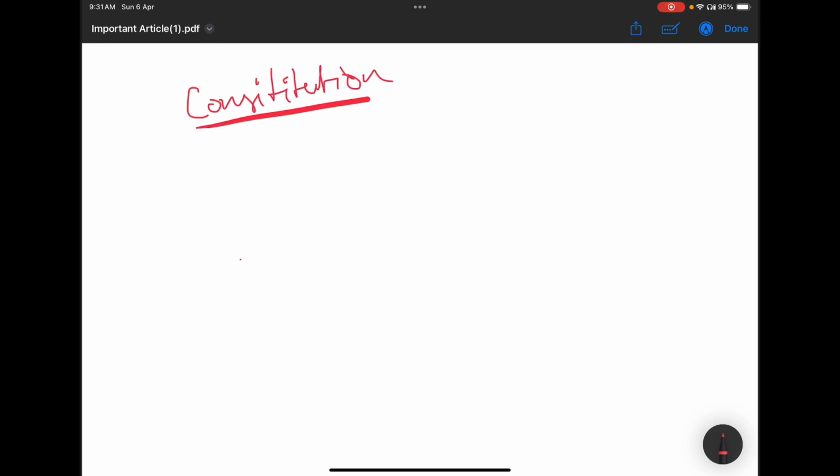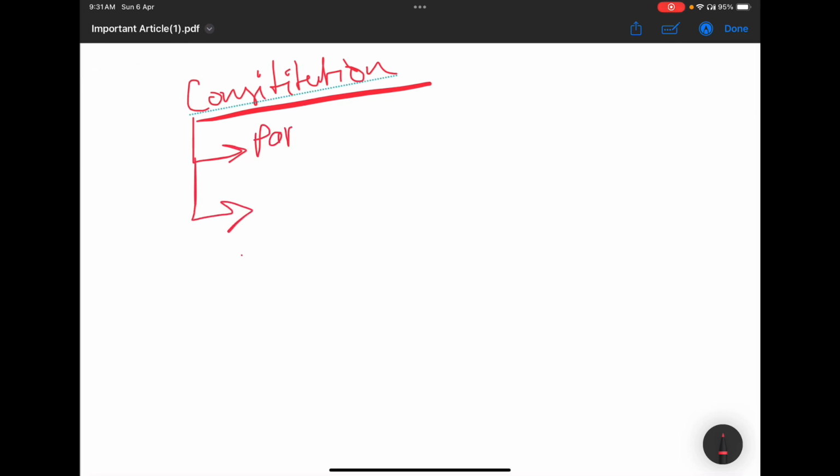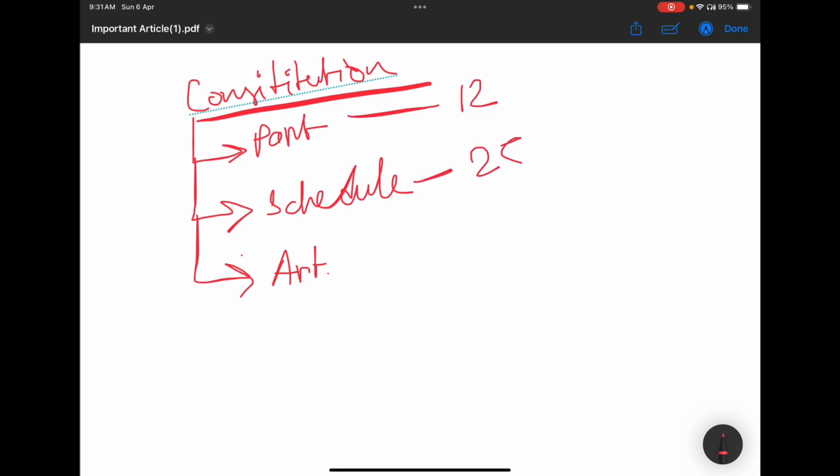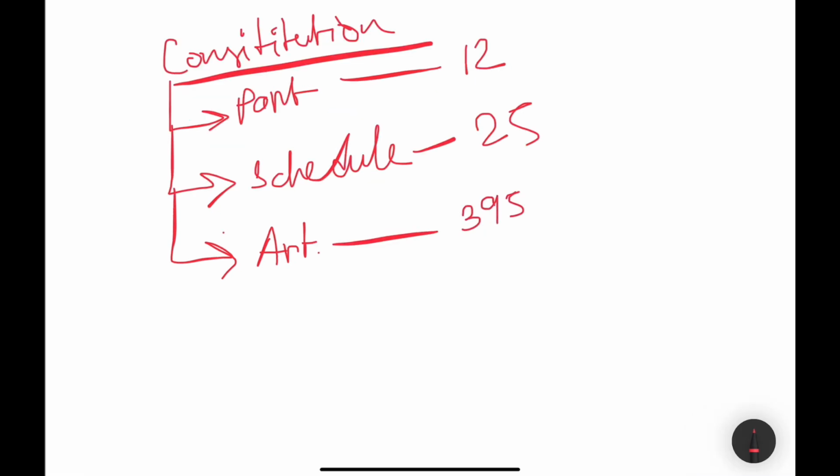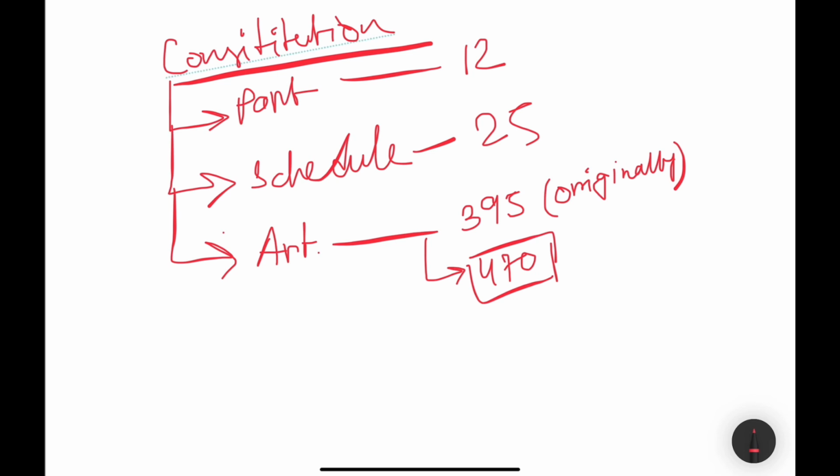Constitution. The Indian Constitution has parts, schedules, and articles. Okay, so see, in the Indian Constitution there are 12 parts, 25 schedules, and 395 articles. This is originally, when the Constitution was passed, at that time the number of articles was 395. Now currently there are 470 articles. Now what does that 470 mean? It comes due to the amendments. Okay, so this is the basic thing.